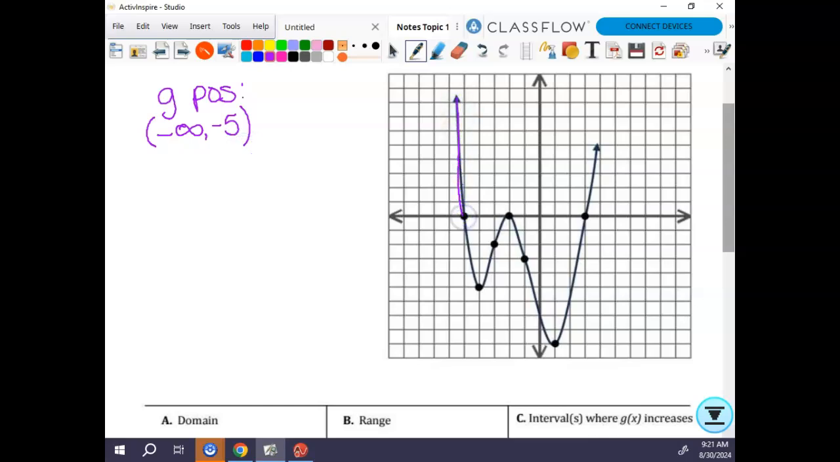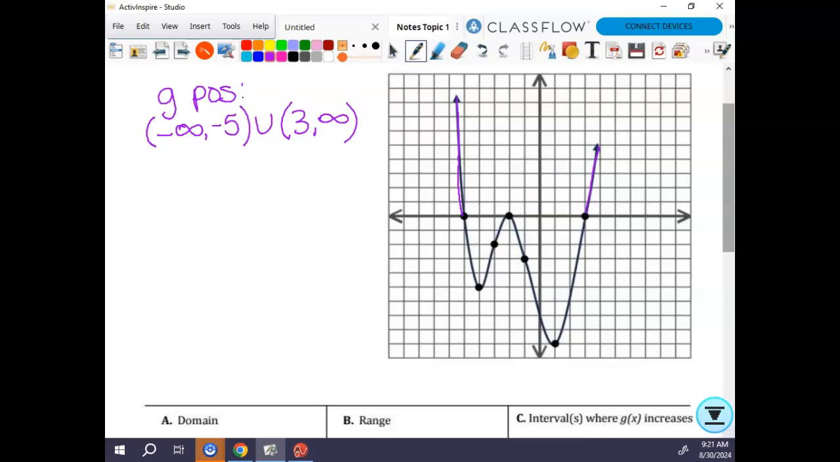And then is it positive again? Yes, starting where? 3 and going to infinity. Good. 3 to infinity. Everybody good with that? Okay.